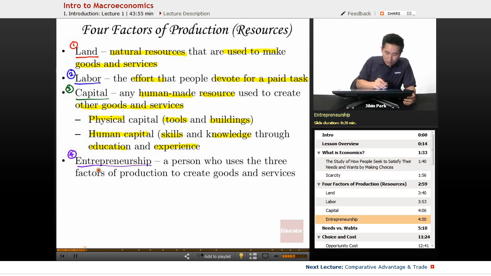And then finally, you have entrepreneurship. What that requires is a person who uses the three factors of production to create goods and services. So you have a combination of this, and this is a factor market. These are the things that people have in order to produce an output.